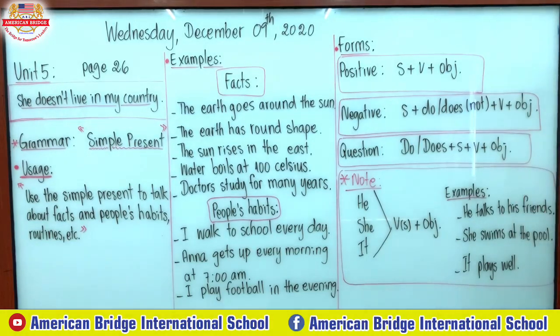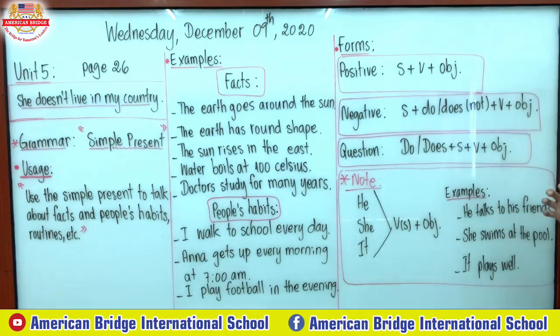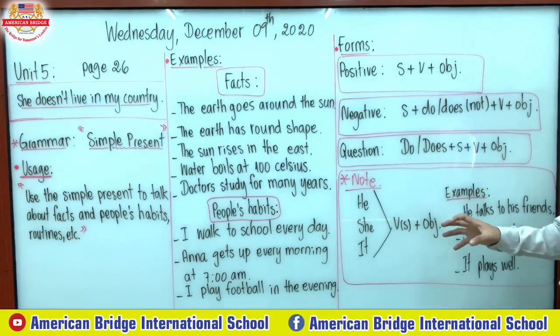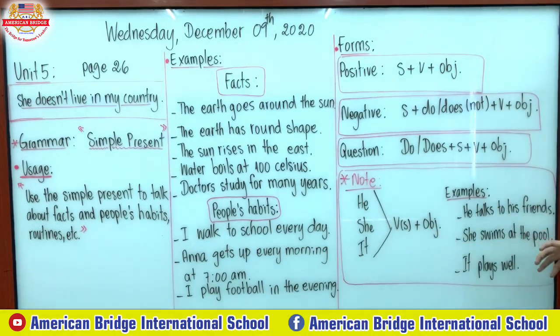One really important thing to know is that in the simple present, with the subject he, she, or it, you have to add s to the verb, right? So mostly we see the letter s with each verb used with the subject he, she, or it. Like he, she, or it plus verb plus object. For example, in our three examples here: he talks to his friends.